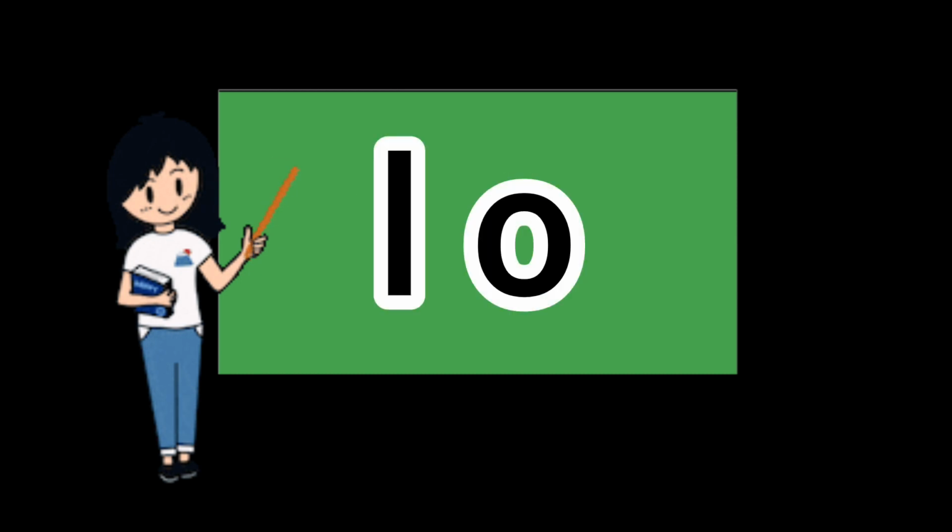Now what is the sound of this? No. N, O, no. What is the sound of this? Go. G, O, go. What is the sound of this letter? So. S, O, so. Now what is the sound of this letter? Low. L, O, low. What is the sound of this letter? To. T, O, to.